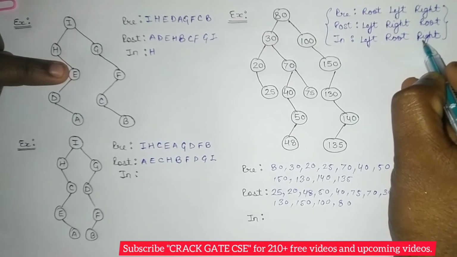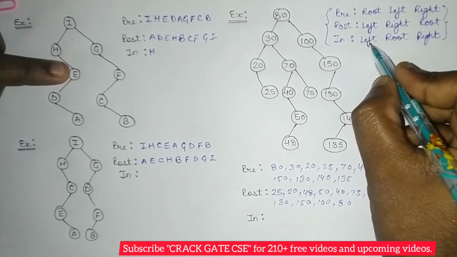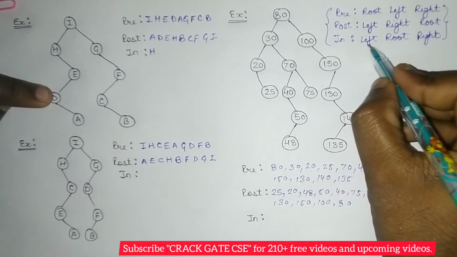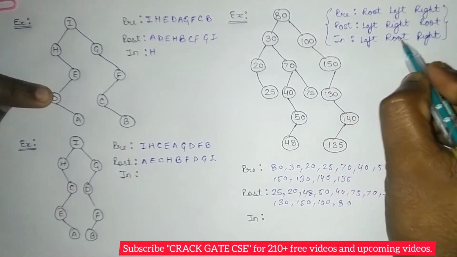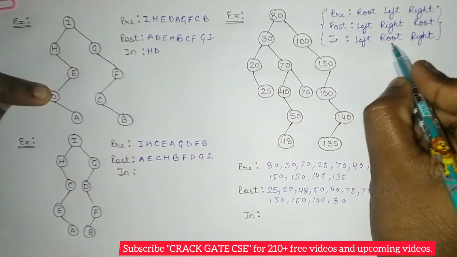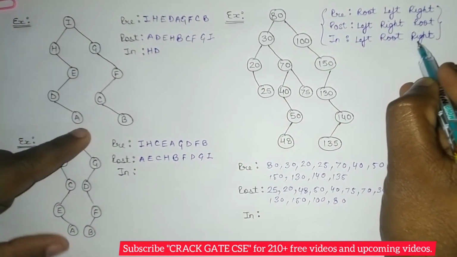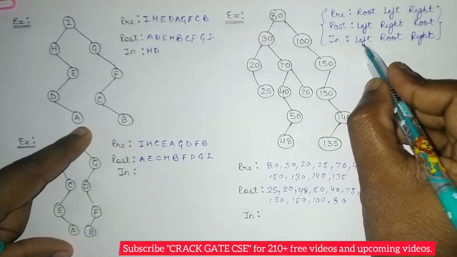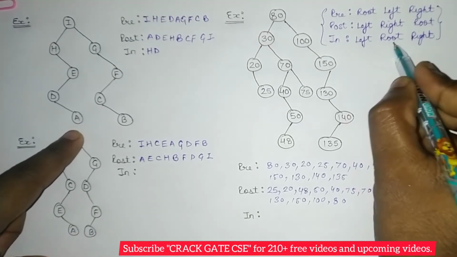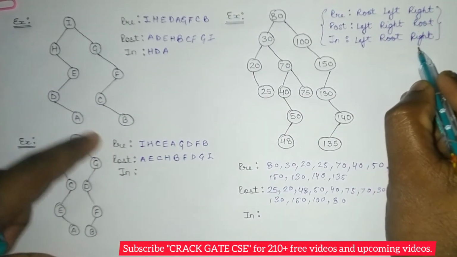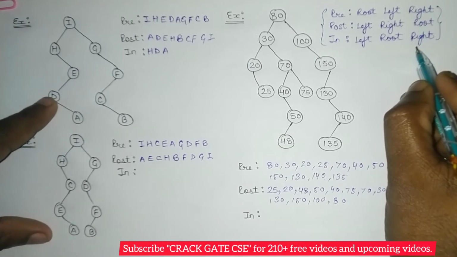So right is E. For E again start with the left. So if left is there, move to the left. So on D there is no left, that means print root. So D will be here, right? So if D is printed, root is printed, move on to the right. So we moved on to the right A. So in this A there is no left. After checking left, print root, that means A. And there is no right, so backtrack to D.